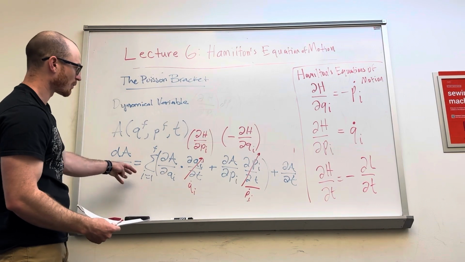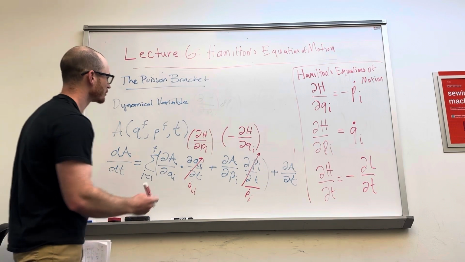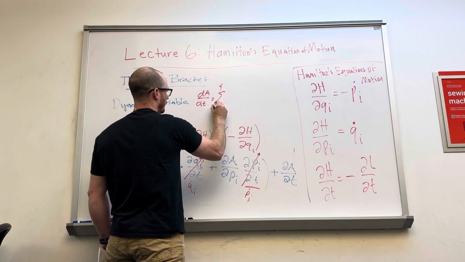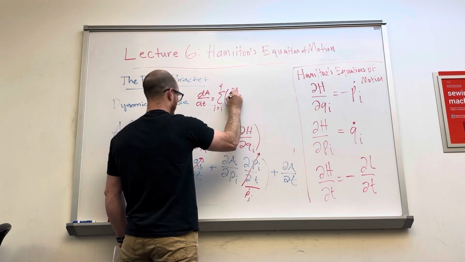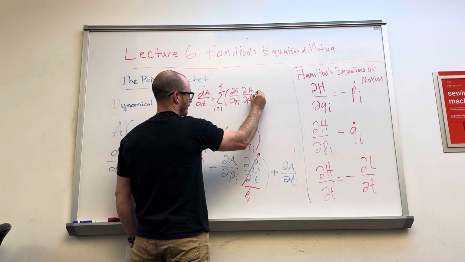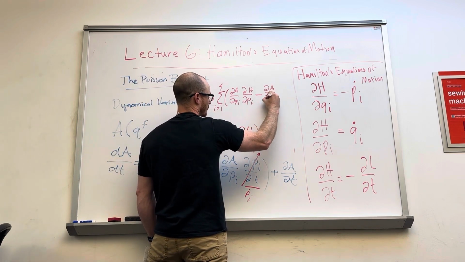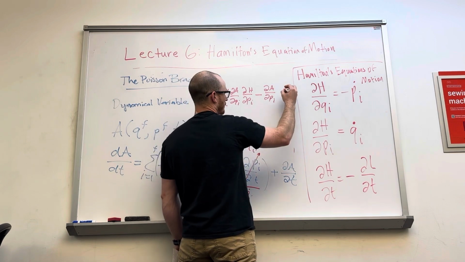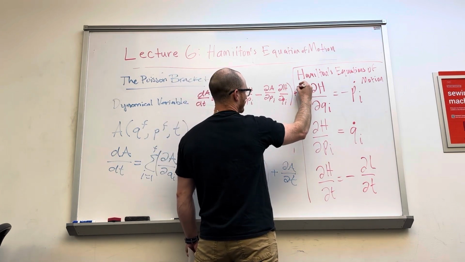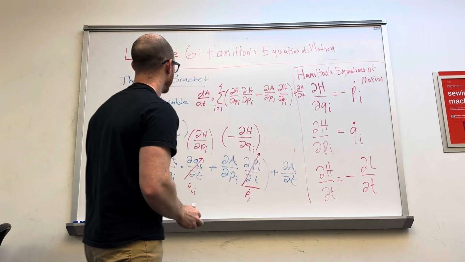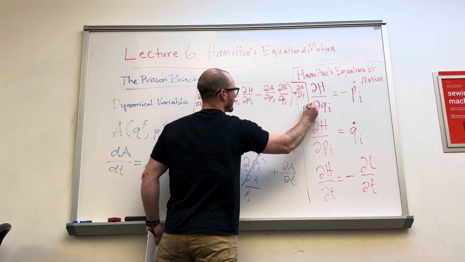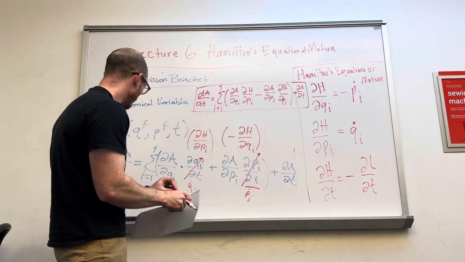So now we can entirely rewrite this time derivative in terms of Hamilton's equations of motion. Consolidating, dA dt is equal to the sum over all of the particles of partial A, partial qi, partial H, partial pi, minus now partial A, partial pi, partial H, partial qi. And then of course, plus partial A, partial t. So now we've written the time rate of change of our dynamical variable in terms of the Hamiltonian and Hamilton's equations of motion.